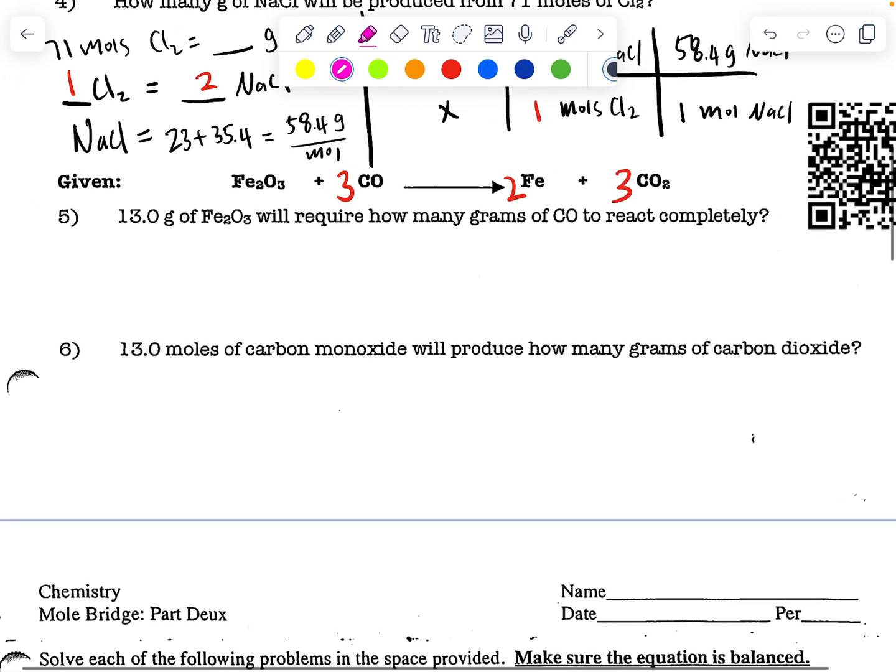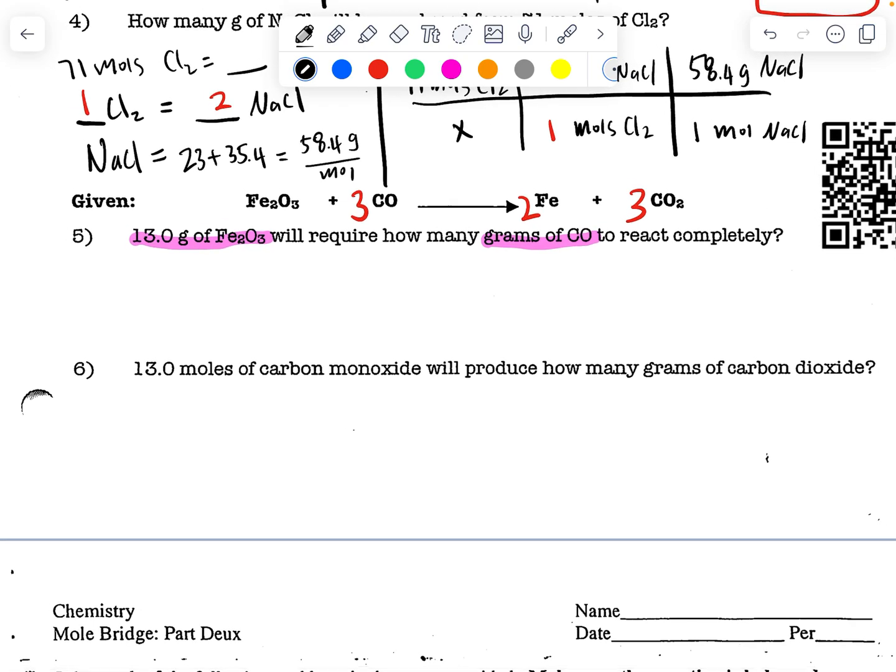I have 13 grams of Fe2O3 and how many grams of CO? Okay, so I'm trying to go from grams to grams here, right? So that's going to require a little more information than the previous question. So let's go ahead and set up the objective for this question. I'm going to write down 13 grams of Fe2O3 is equal to how many grams of carbon monoxide? That is my goal here.